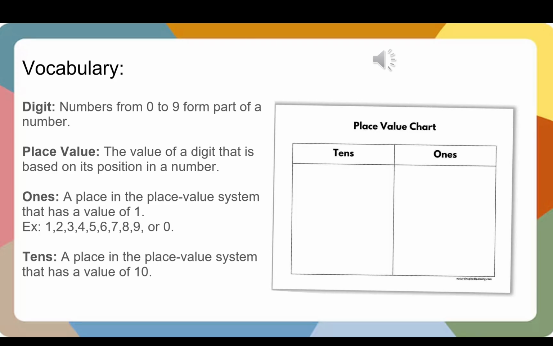The third term is ones, a place in the place value system that has a value of 1. Examples are 1, 2, 3, 4, 5, 6, 7, 8, 9, or 0. And the fourth term is tens, a place in the place value system that has a value of 10.